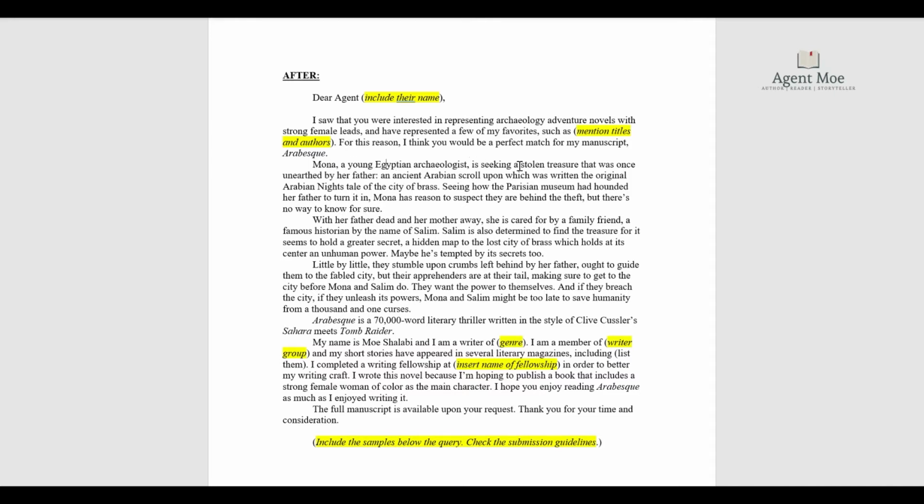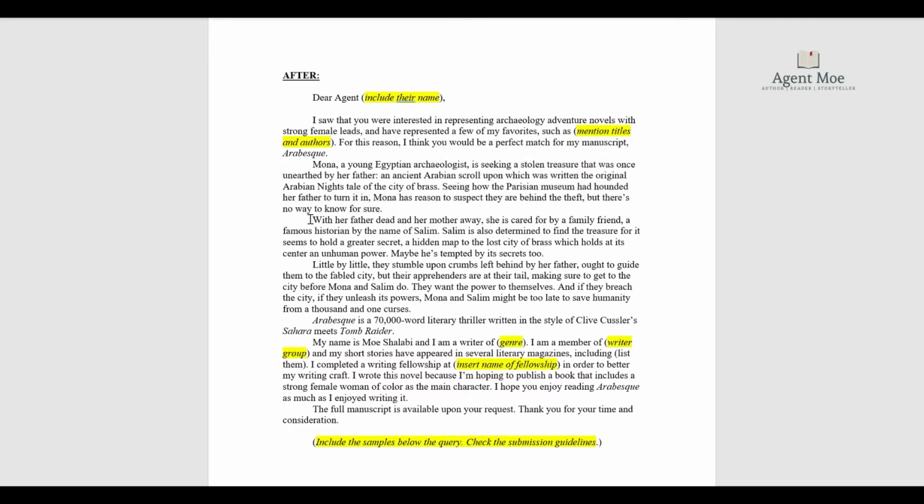Mona, a young Egyptian archaeologist, is seeking a stolen treasure that was once unearthed by her father, an ancient Arabian scroll upon which was written the original Arabian Nights tale of the city of Brass. I summed up the thesis of the entire novel in just one sentence. There's a lost scroll that my main character needs to find, and it once belonged to her father. Seeing how the Parisian Museum had hounded her father to turn it in, Mona has reason to suspect they are behind the theft, but there's no way to know for sure. This is conflict right here. Again, it's another hook, another reason to hook the agent.